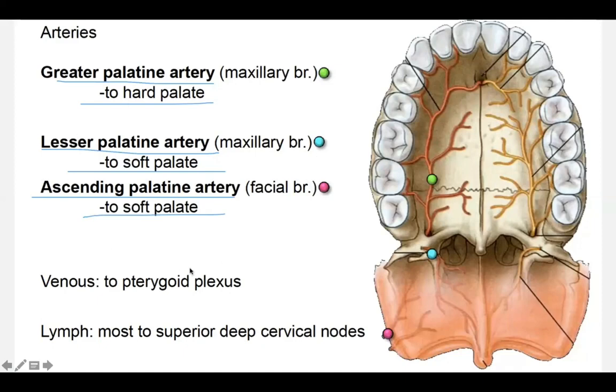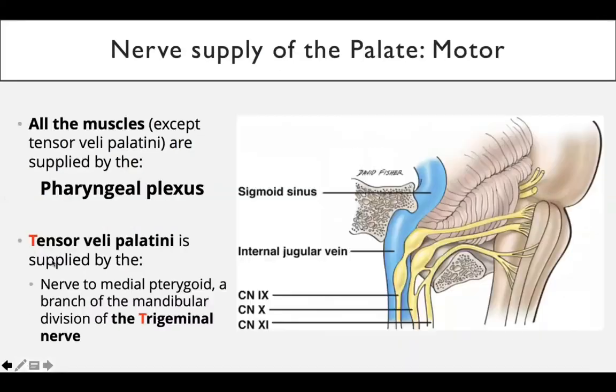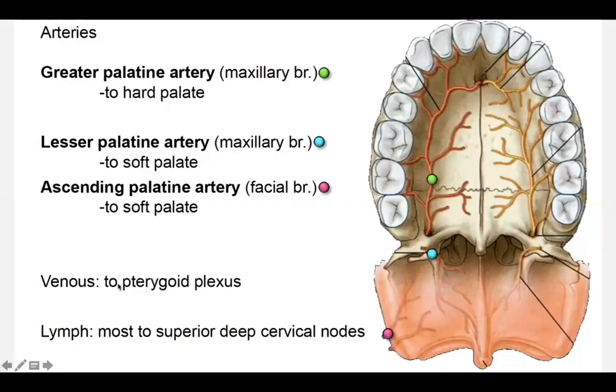In the previous slide, we know. Venous drainage of the palate is to the pterygoid plexus. There was also a P, the pharyngeal plexus, which was the motor supply. So nerve supply of the palate, the motor supply, is the pharyngeal plexus, and vein, pterygoid plexus. Okay, P. We can remember. P is also for palate.